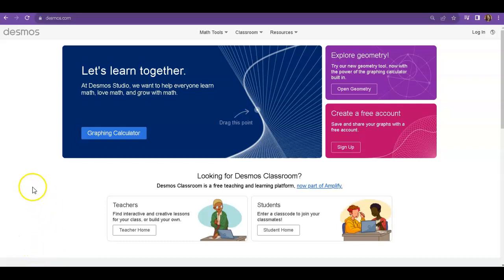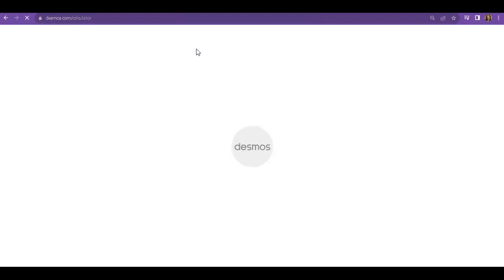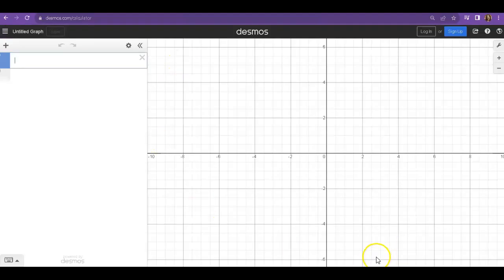I'd like to show you one of my favorite technologies found at Desmos.com under Math Tools, Graphing Calculator. Here you just have a grid, and here you can enter equations and coordinates to be graphed. I like to use this to lead the kids to explore and discover slope in the equation of a line.